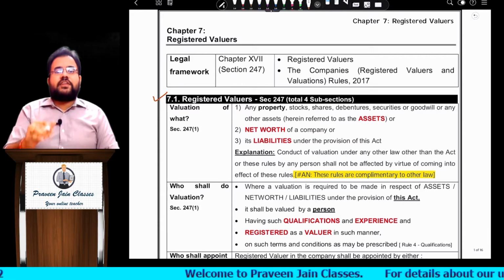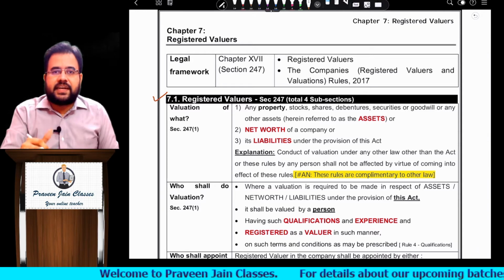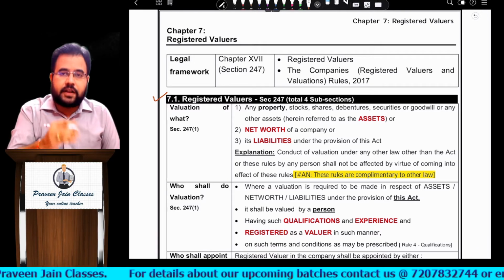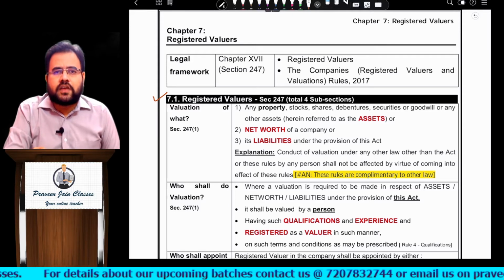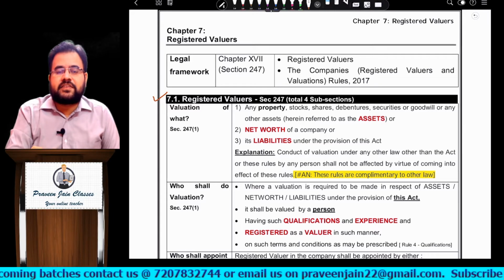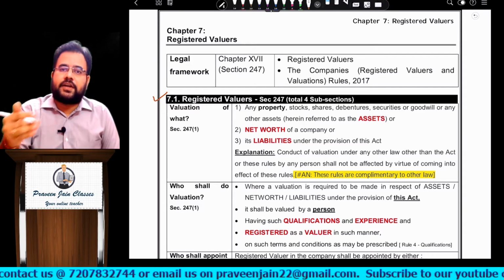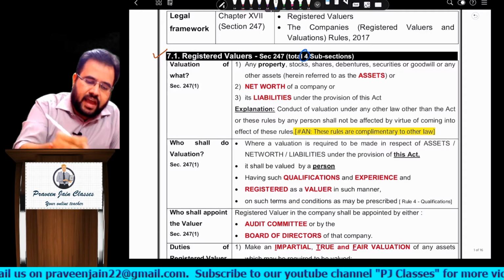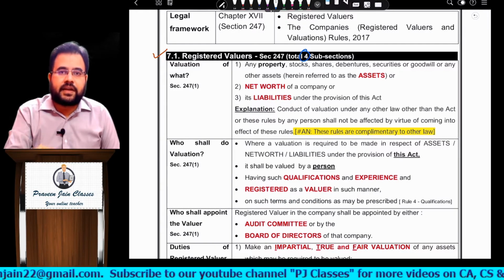If you read 247, you will not be finding much content in it, sir. In fact, it is the rules which give you more content for this particular section. So even rules are also forming part of our syllabus, sir. First, let us put efforts to complete the section. Then we will be going with separate rules also, sir. Okay, let's see 247, sir. Totally, we have 4 subsections in this particular section, sir.